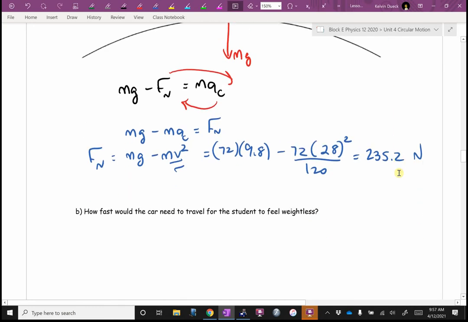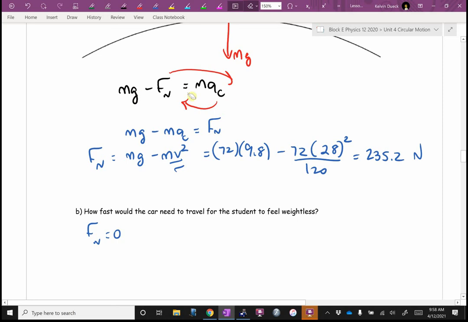How fast would the car need to travel for the student to feel weightless? If you feel weightless, is mg zero? No. What force is zero if you feel weightless? Normal force. That's why astronauts float in the International Space Station. They're still in a gravitational field, but they're in free fall. They feel weightless. So to feel weightless, Fn would need to be zero.